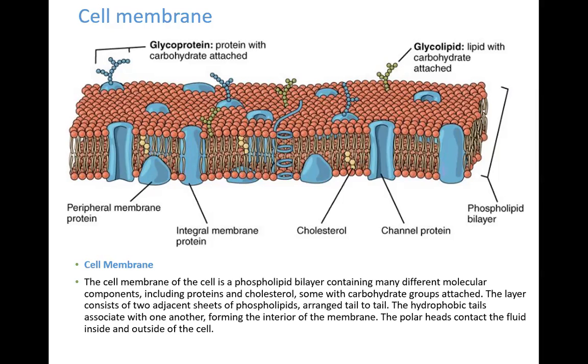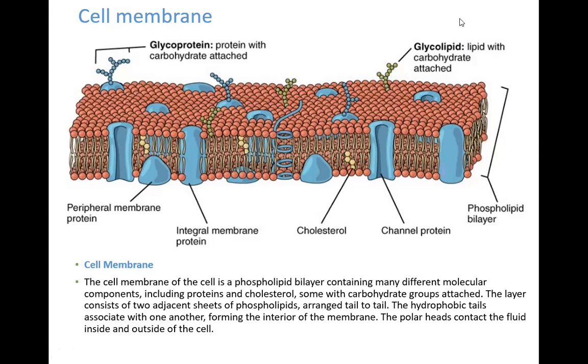So what do we see here? Well, of course, we see the phospholipid barrier here. We see the phosphate heads here in the outer surface and here in the inner surface. We see the fatty acid tails in between. We also see proteins that are embedded in the cell membrane. Here is a channel protein.